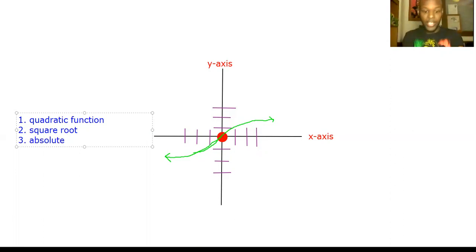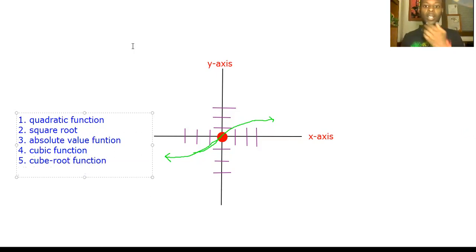I'm sorry, I should be looking to the camera, not staring at the words I'm typing. Absolute value function. And then number 4, we have the square root, right? No, we already did square root. We have the cubic function. Yes, cubic. So, okay, and number 5, we have the cube root function.